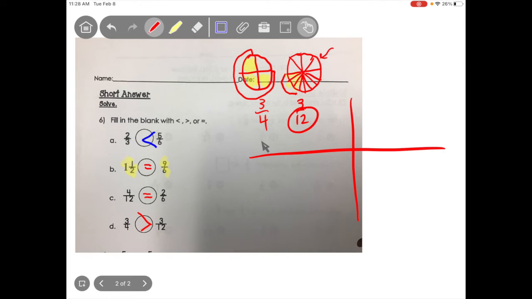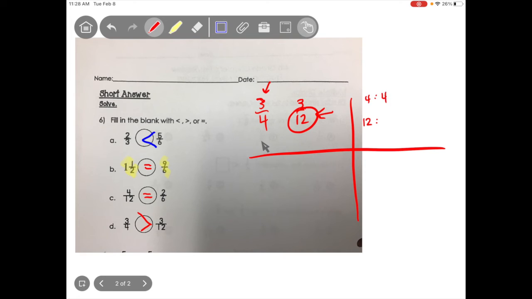And again, I know this isn't exact, but it helps you think through visually or logically, because those 12ths pieces are so much tinier, there's no way that 3 of those tiny pieces would be the same size or greater than 3 out of 4 big pieces. But let's look at it mathematically too. In order to compare, we need to have a common denominator. So 4, 8, 12. We can see that the least common multiple is 12. So let's make equivalent fractions.